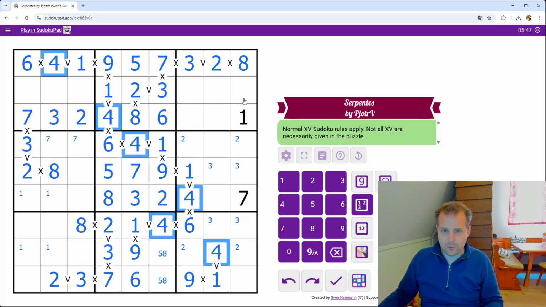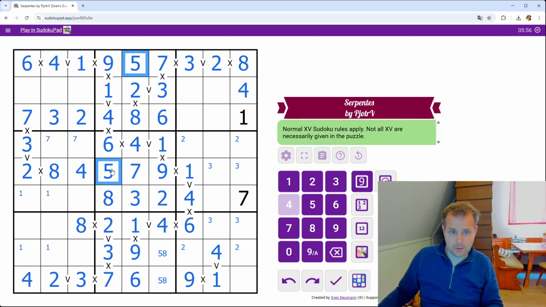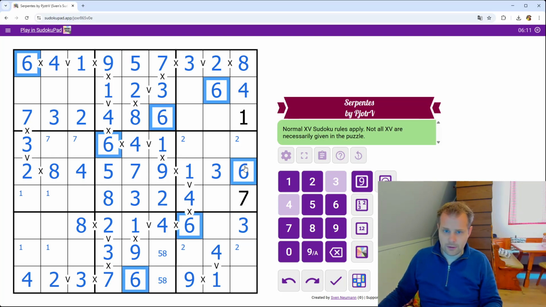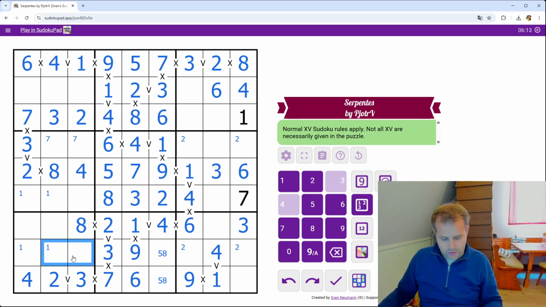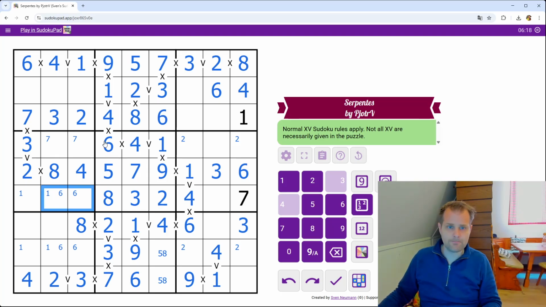Let's look at the 4s. Well, there's a 4 up here, and there's a 4 up here, and there's a 4 up here, and the 4s are done. The 5s, we don't know that much yet. The 6s, there's a 6 up here, there's a 6 up here, so there's a 3 up there and a 3 up there. The 3s are done. Any more about the 6s? There's a 6 up here and a 6 up here, and that's it about the 6s.